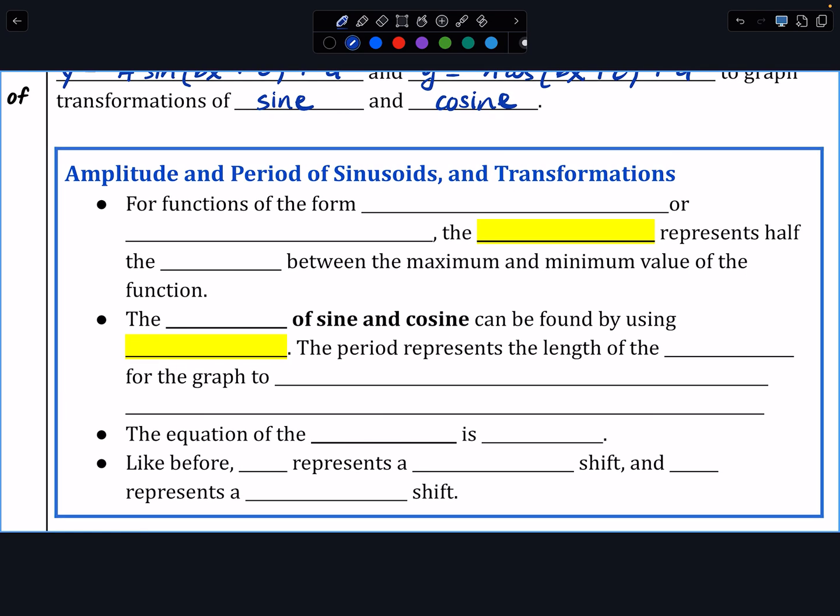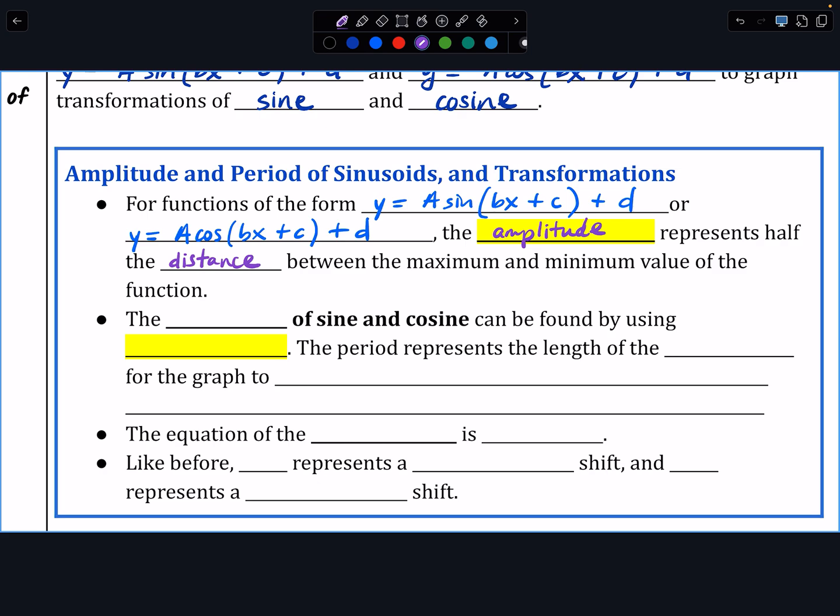For functions of the form y equals a sine of bx plus c plus d, or y equals a cosine of bx plus c plus d, the amplitude represents half of the distance between the maximum and minimum value of the function. Okay.